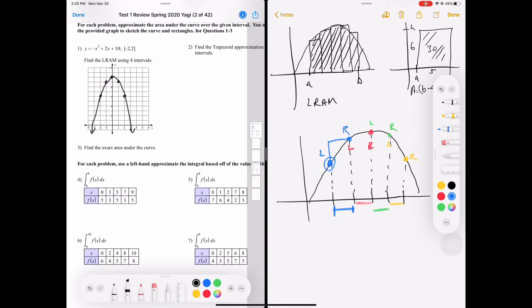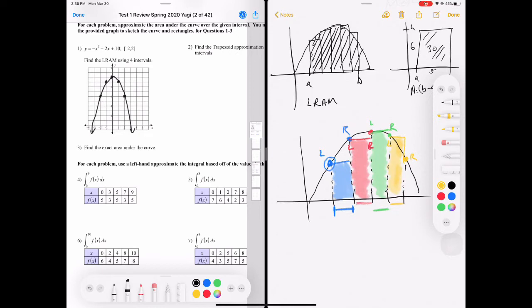The example for this problem is LRAM, so I'll choose the left side. I'll choose the left side. I'll choose the left side. I'll choose the left side. And those are 4 rectangles. So you can color it in just to show you. That's my first rectangle. My second rectangle. My third rectangle. And my fourth rectangle. This one's a little over, which is fine.